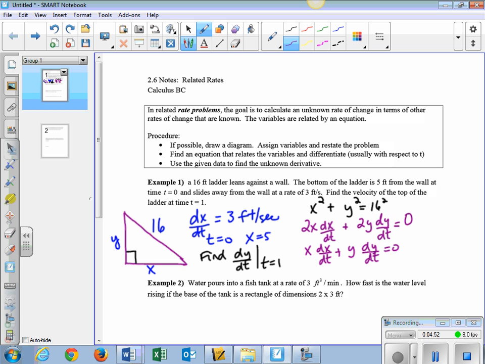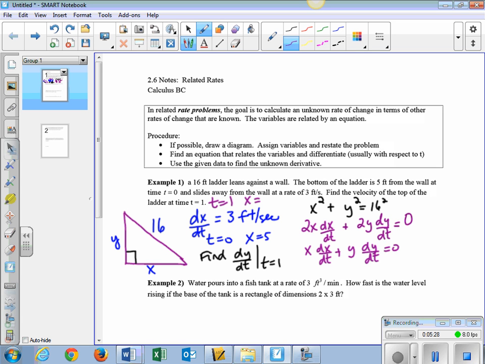Now I need to find out the velocity when my time is equal to 1. If you notice, all I have is x's and y's, so I need to find out one more piece of information. When t is equal to 1, I'm going to need to know the x value and probably the y value as well, because I have an x and a y here that I'm going to have to substitute in for. When t is equal to 1, what is x going to be equal to? Now, let you stop and think about that for a minute.